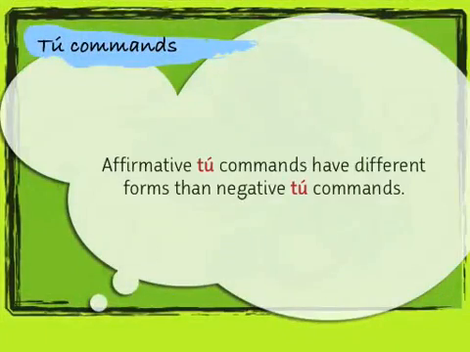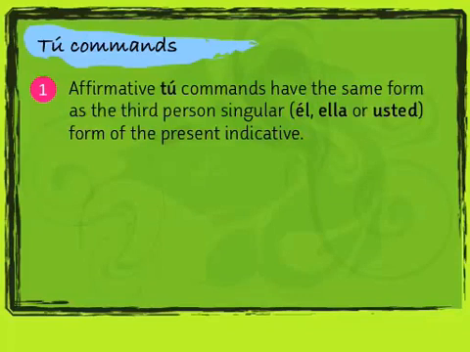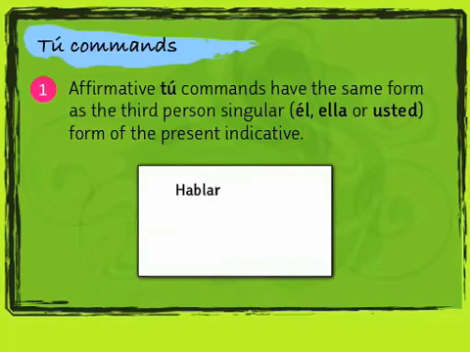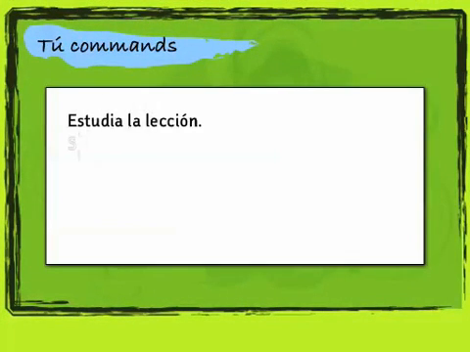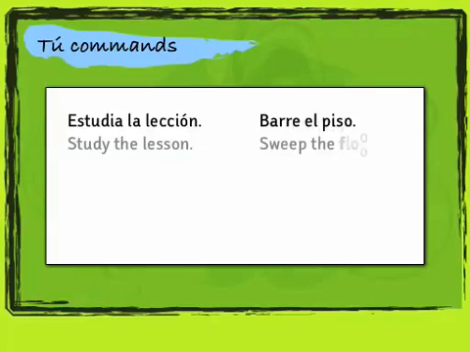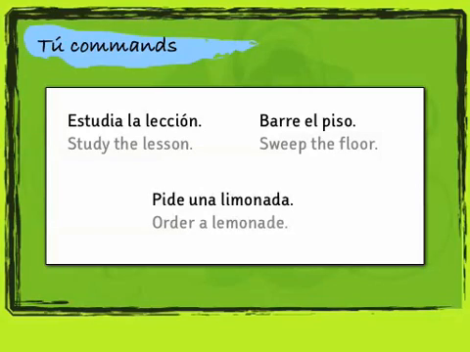Tú commands. Affirmative tú commands have different forms than negative tú commands. Affirmative tú commands have the same form as the third-person singular, él, ella, or usted, form of the present indicative. Hablar, habla; beber, bebe; vivir, vive. Estudia la lección. Study the lesson. Barre el piso. Sweep the floor. Pide una limonada. Order a lemonade.